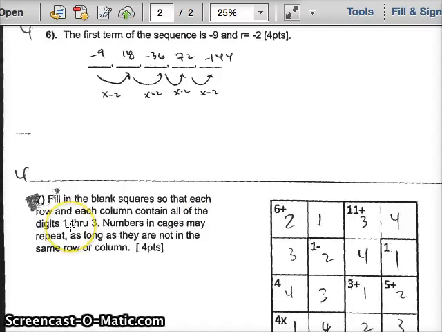And question number 7. This is a KenKen. Same idea as Sudoku. Fill in the blank squares so that each row and each column contain the numbers 1 to 4. Numbers in cages may repeat as long as they are not in the same row. If you guys haven't seen this pattern, let's see if this works.